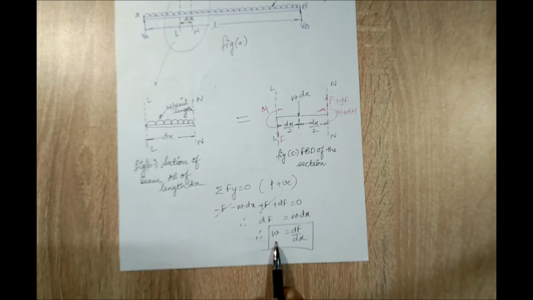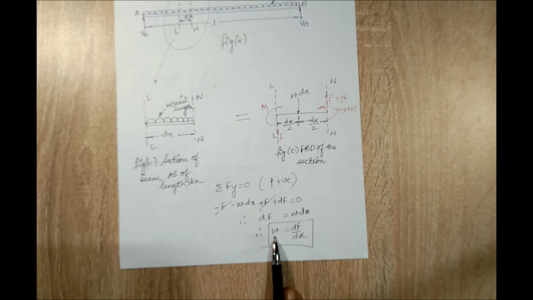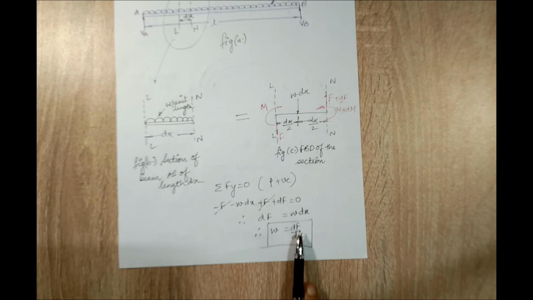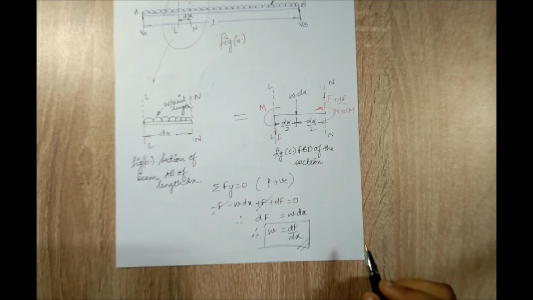W is going to indicate the intensity of loading or the rate of loading, and F is the shear force. So we can say that the rate of loading is equal to the rate of change of shear force over the body. This is the meaning of this equation.